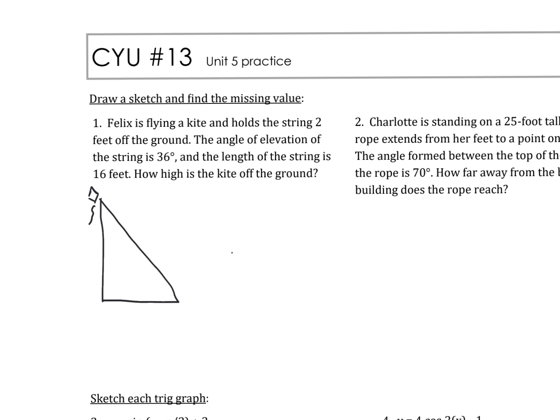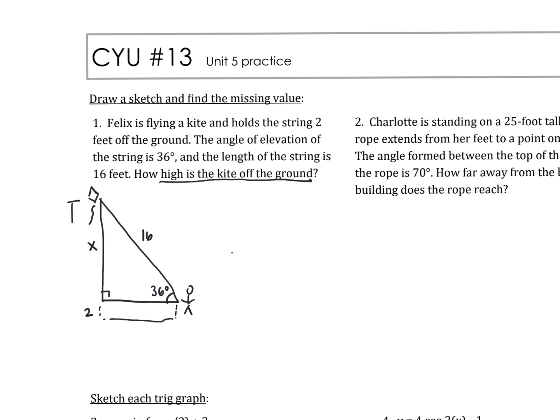What's happening in this is that he's holding the kite string, and that is 2 feet off the ground. So there's this bit underneath the triangle there that is 2 feet. The angle of elevation, which is going to come up from the ground here, that's that 36 degrees. And the length of the string, which is the hypotenuse, that is 16. And the question is, how high is the kite off the ground? So that's this portion of the right triangle.